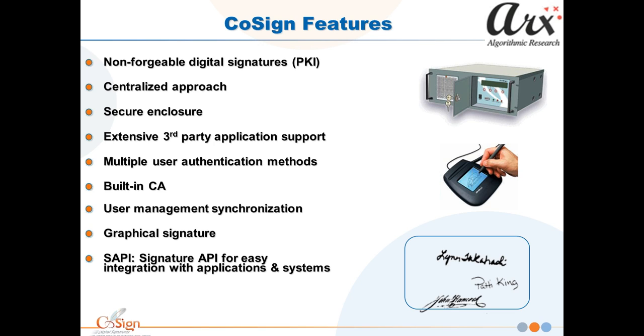We do support multiple user authentication methods, the most popular being username and password. And we'll show you more about that during this call. But we do also support CAC cards or ID smart cards, random number generators, things of that nature. CoSign provides a built-in CA, and it's within the appliance. It's going to handle the generation of all of your user certificates and signing certificates and manage those for you.